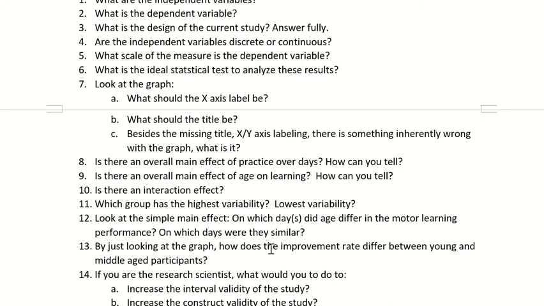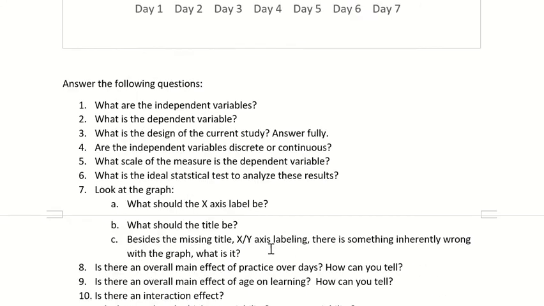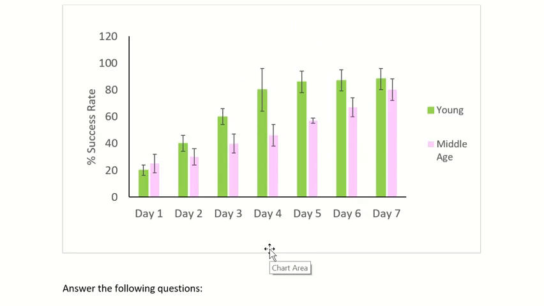Okay, now let's go to the next one. Which group has the highest variability and the lowest variability? The highest variability is definitely the one with the biggest error bar. So that is the young men's group in day 4. And the smallest is going to be the middle age on day 5, because this one has the smallest error bar.